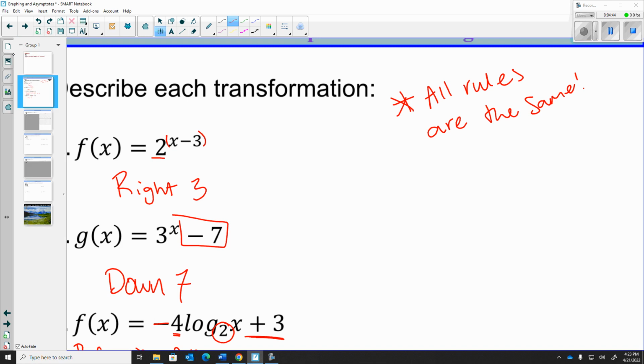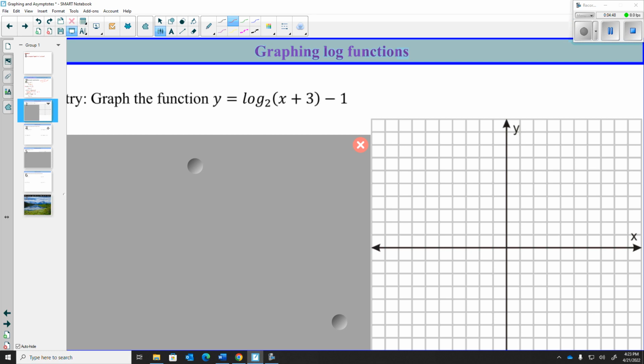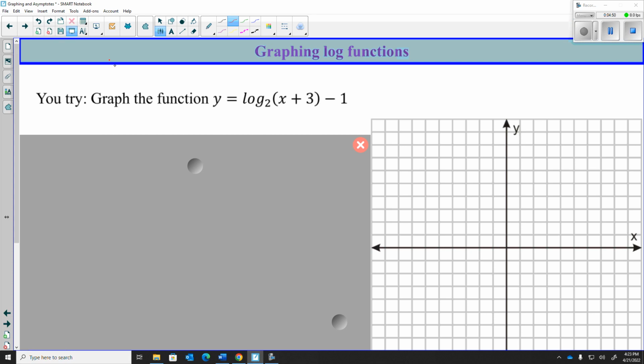Okay, so now let's actually do an example of when we graph something here. So it says graph the function y equals log base 2 of x plus 3. Well, first, before we graph it, let's think about the transformations. What do we have? There's 2 of them.